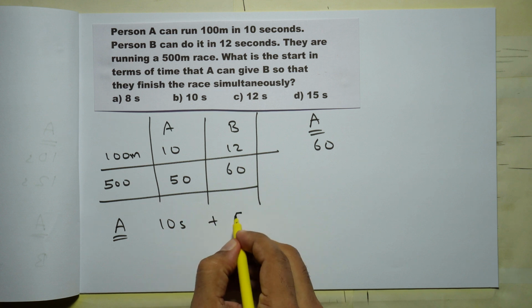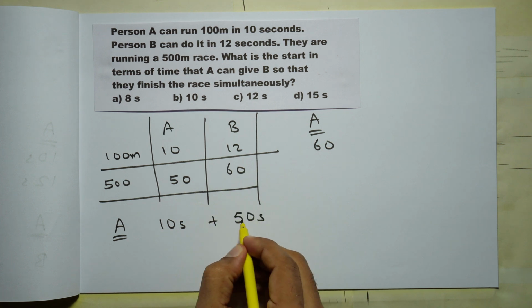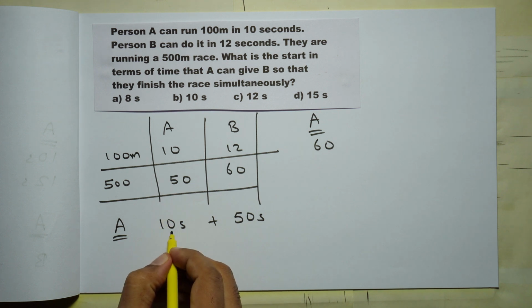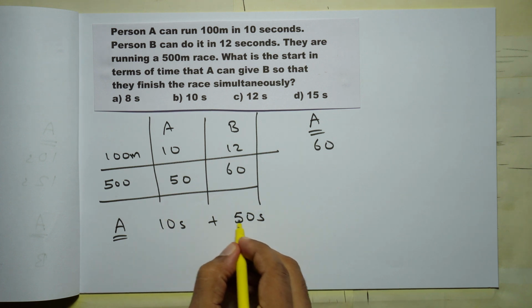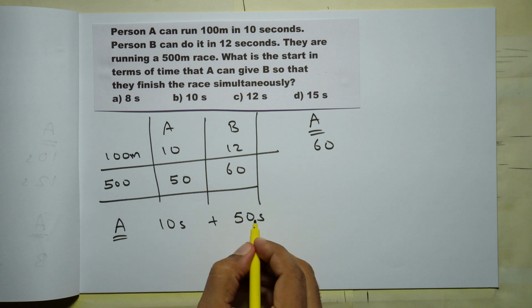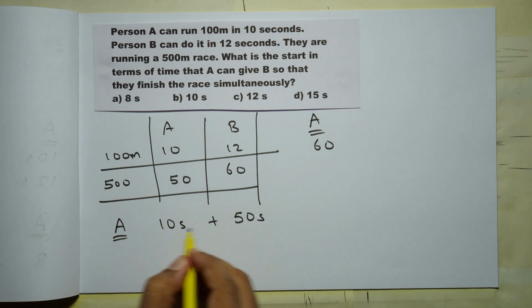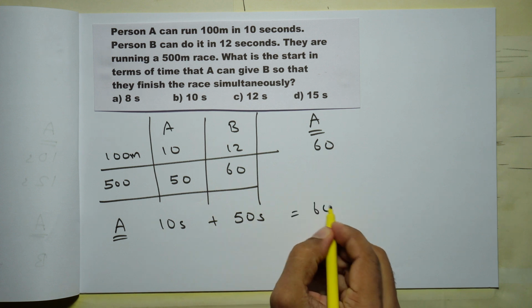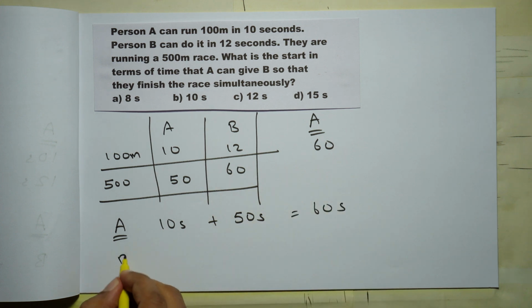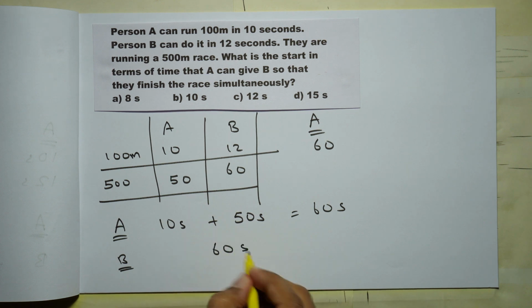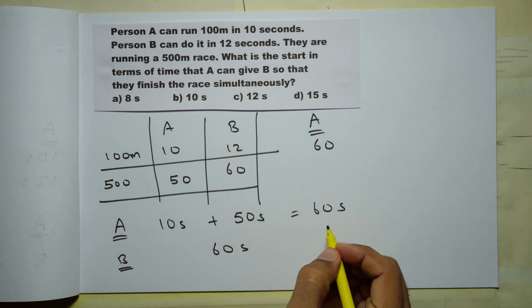And then in 50 seconds, A will complete the race. So I'll just waste the first 10 seconds, and then A will run for 50 seconds and do the full 500 meters. So total time required by A will be 10 seconds plus 50 seconds, that is 60 seconds. And B will start running initially itself and B will complete the whole race in 60 seconds. Now they will both take the same time, that is 60 seconds, and they will finish simultaneously.